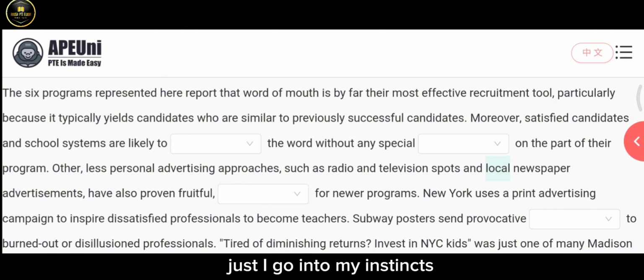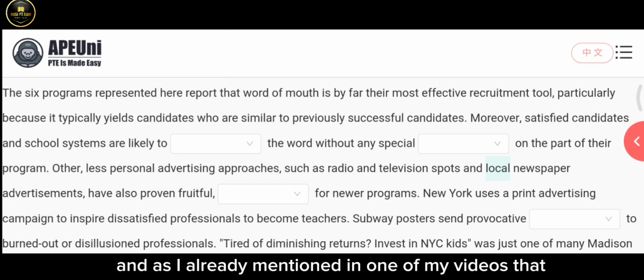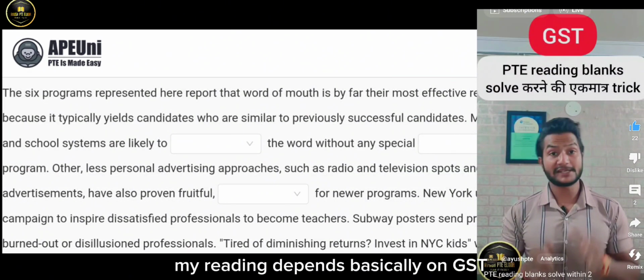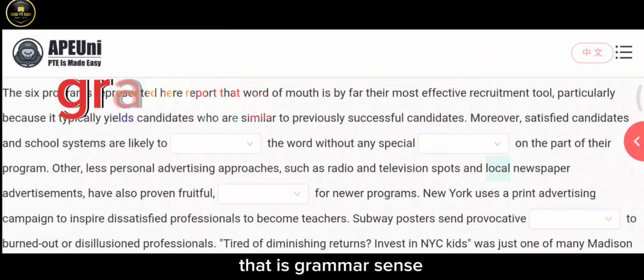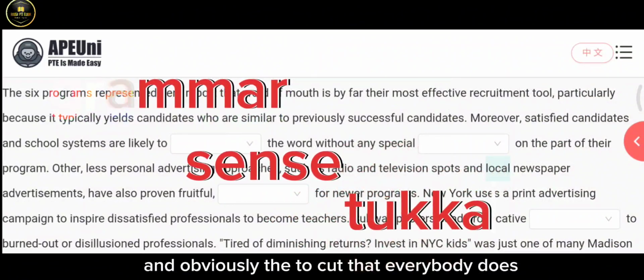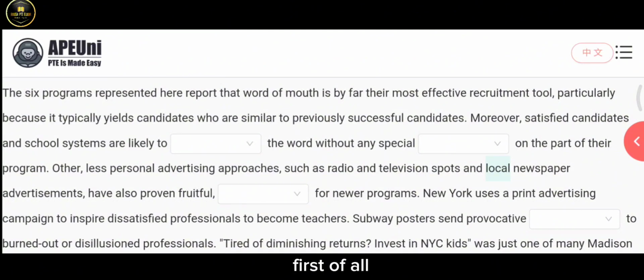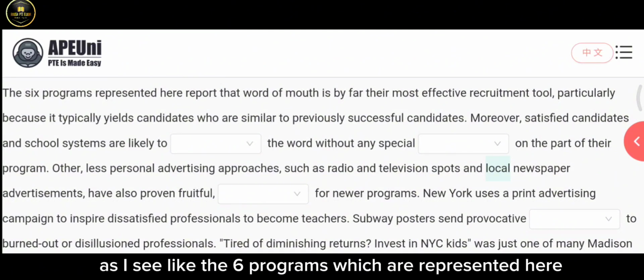First of all, I go into my instincts, and as I already mentioned in one of my videos, my reading depends basically on GST, that is grammar, sense, and obviously the tukka that everybody does. So right now what I'm going to do is use my grammar first of all, as I see the 6 programs which are represented here.